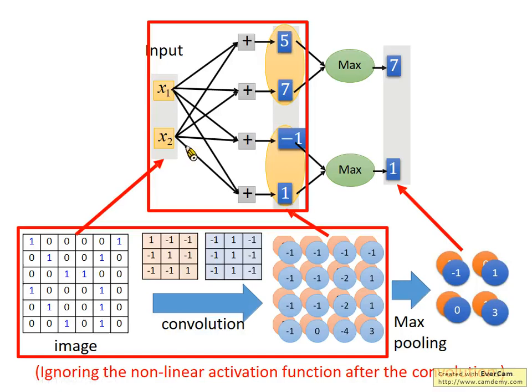And this is another illustration showing the idea. The original image is here, and then we do convolution, and then we do max pooling. So finally, we can get the final feature. We represent the original image as 7 and 1. In this part, we ignore the nonlinear activation function after the convolution. But depending on the design of the filter, we can also do nonlinear activation after convolution.